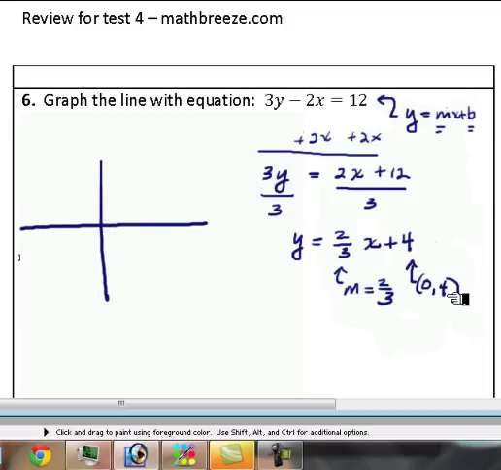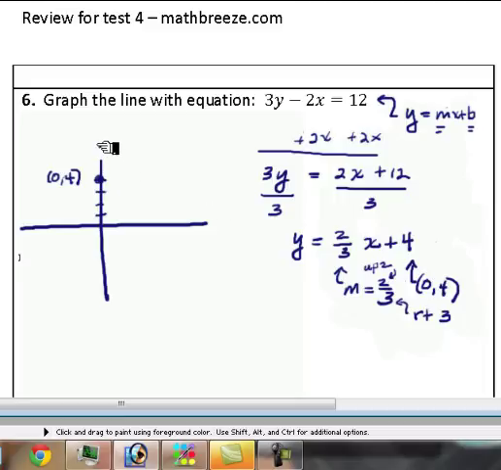We'll start the graph at point (0, 4). Okay, so there's the point (0, 4). And then we're going to go up 2 and right 3. That is up 2 and right 3. If this were a minus 2, we'd go down 2. All right, so let's do that.